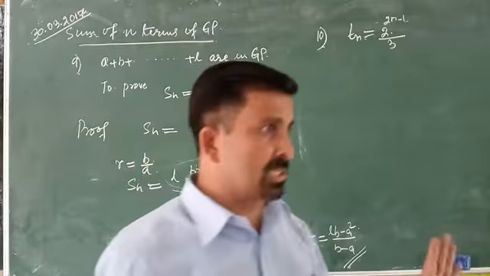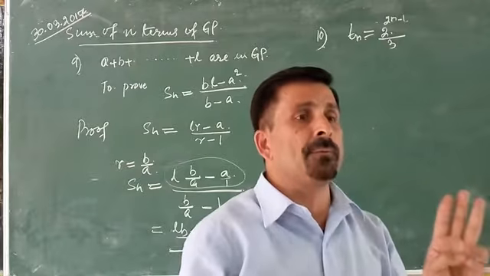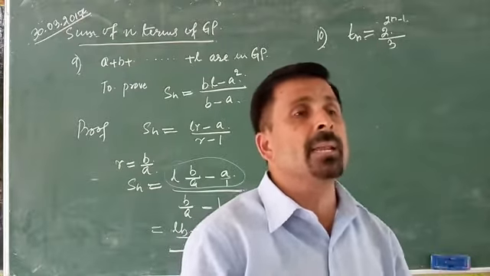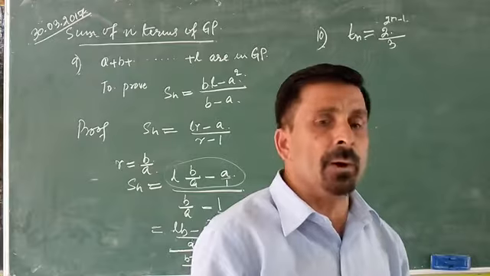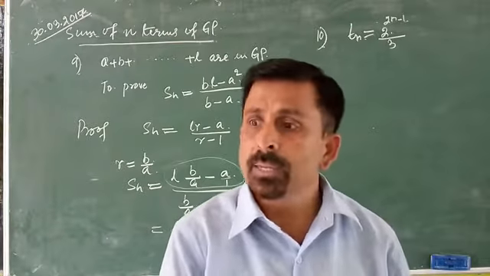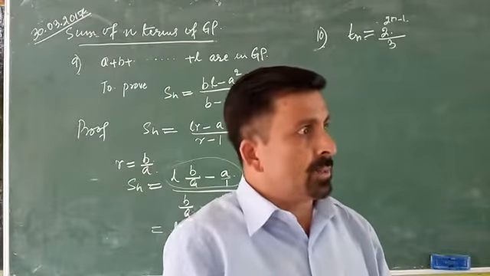There are 4 things we have to calculate. First of all, we have to calculate the first 3 terms of the series, and then fourth, we have to find the sum of 10 terms of the series. Is it okay?